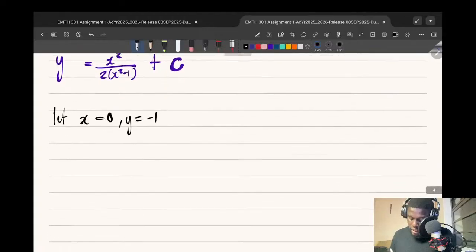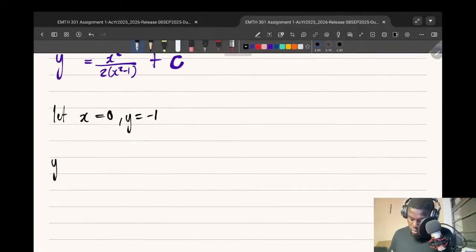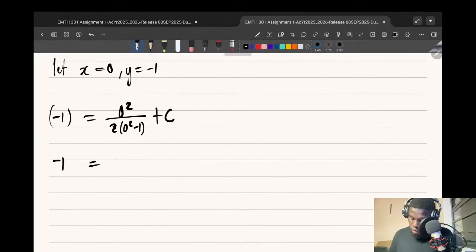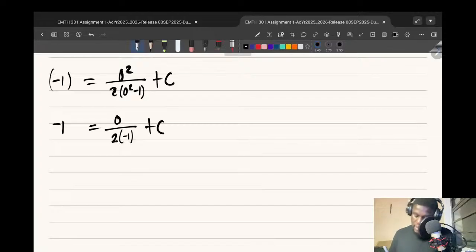If you put that, you'd have now minus 1 is equal to 0 squared over 2 by 0 squared minus 1 plus c. So you have minus 1 is equal to 0 squared is 0 over 2 by 0 squared minus 1. That's 2 by negative 1. Then plus c. So you end up having minus 1 is equal to 0 over something is just a 0 plus c. So minus 1 is equal to c. We get c being equal to minus 1.